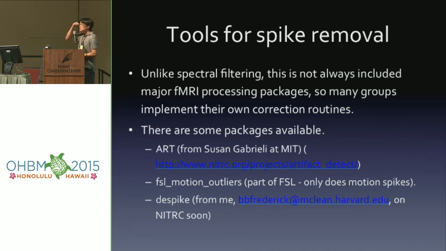Okay, so spike removal is not always available in your package. You normally cannot just check a button to despike your data. But there are many good online tools you can use. Here I gave several. The first one is ART, the Artifact Detection Toolbox from Sue Gabrieli at MIT. Here I give the link. You can download this. The second one, if you use FSL, is the command line fsl_motion_outliers. And also Blaze made a despike program, and you can just send him an email. He's willing to share his program with you, I'm sure.